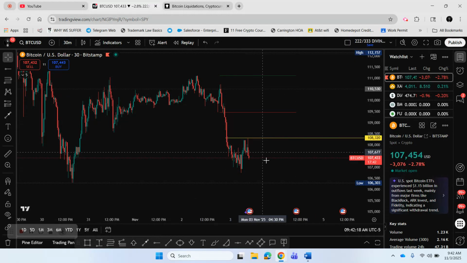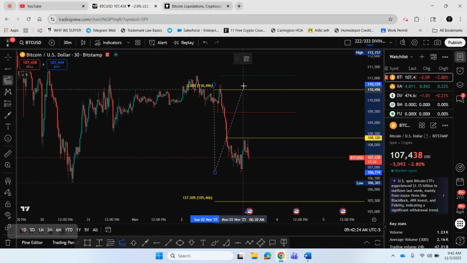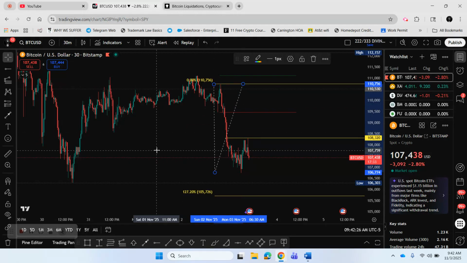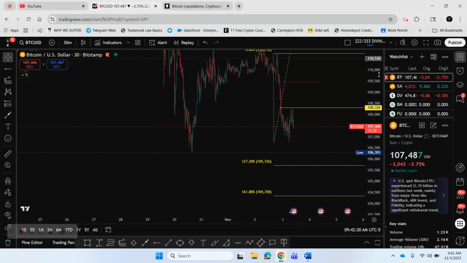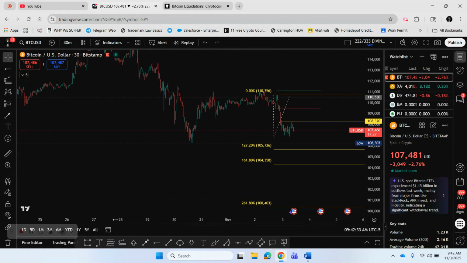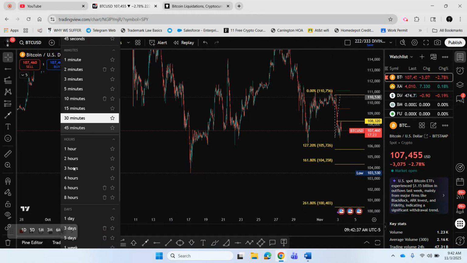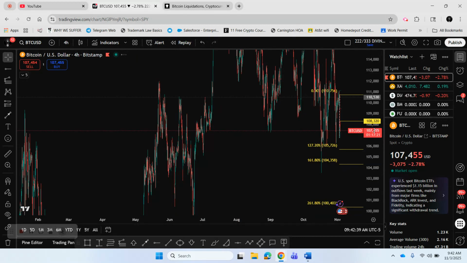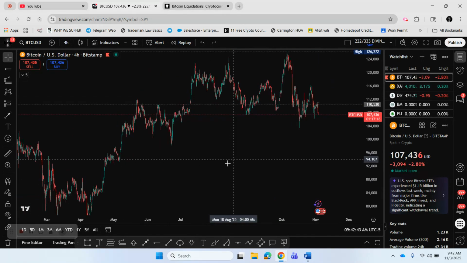This is resistance, and we could push down lower. So what we can do is just go ahead and do this as an extension point. And if we break lower, we're going down to the 105 area on this. Let's go up to a higher time frame. Let's go to the 4 hour. All right, so this is what we're dealing with on the 4 hour.